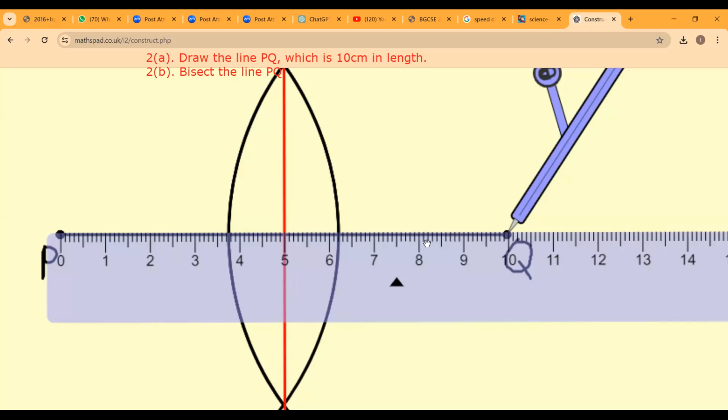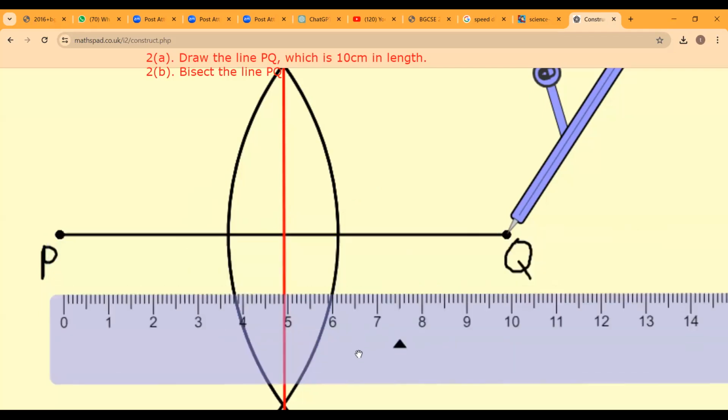Yes, sir. I'm asking what is the measurement from this red line all the way to Q? What is that? 10. Very good. Not 10, it's 5 centimeters, because 5 on the left hand side, 5 on the right hand side, add them together, you get 10. All right.